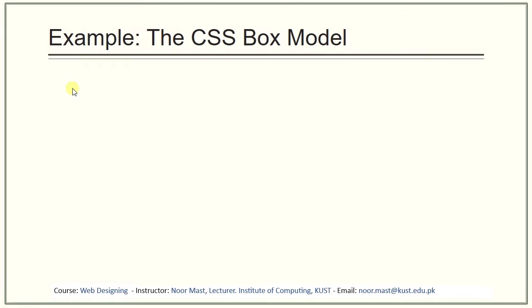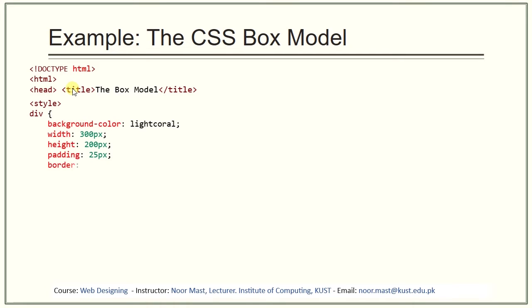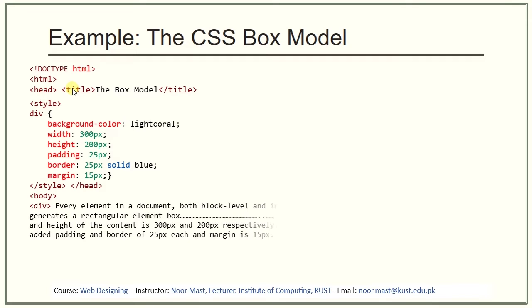Example of the CSS box model. Look at these codes to understand how the box model actually works. Within the body section, we have defined the div element and then applied the CSS rule to set its different properties. The background color has also been defined for the div element.